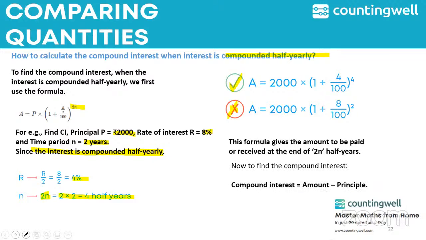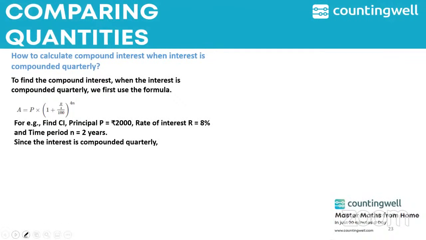And at the last, to find the compound interest, you have to subtract principal from the amount obtained. Now to calculate the compound interest, when the interest is compounded quarterly, you have to take the power of 4n. If you substitute the values and the interest rate is compounded quarterly, so we are dividing the rate of interest by 4, which is 2%. And 4n equal to 4 into 2, which is 8 quarter years.